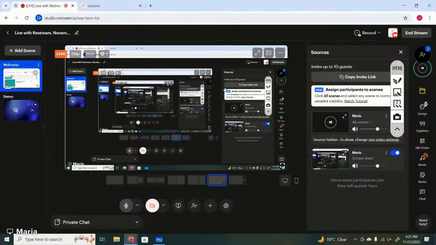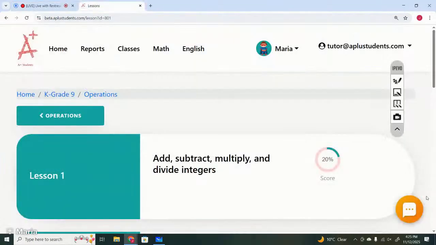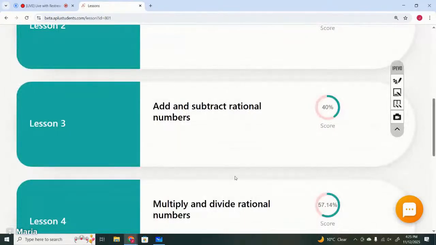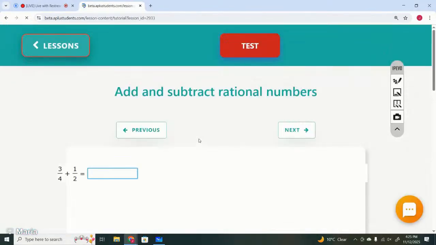The next lesson is add and subtract rational numbers. So, what are the rational numbers? Rational numbers are the numbers that can be written in the form of p by q, right? They are in the fractional form. So, the first example is 3 by 4 plus 1 by 2.